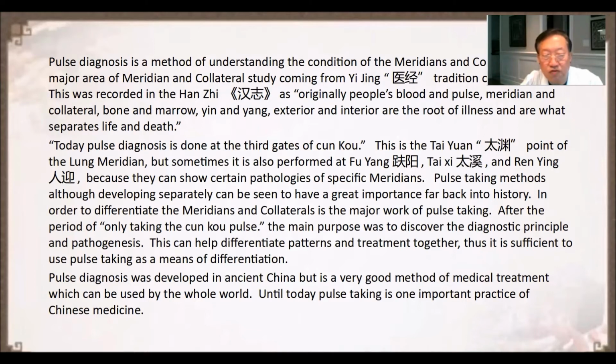In order to differentiate the meridians and collaterals is the major work of pulse taking. After the period of only taking the Tunkou pulse, the main purpose was to discover the diagnostic principle and pathogenesis. This can help differentiate patterns and treatment together. Thus, it's sufficient to use pulse taking as a means of differentiation. Pulse diagnosis was developed in ancient China, but is a very good method of medical treatment which can be used by the entire world. Until today, pulse taking is one important practice of Chinese medicine.